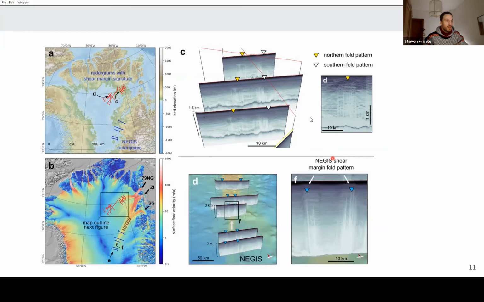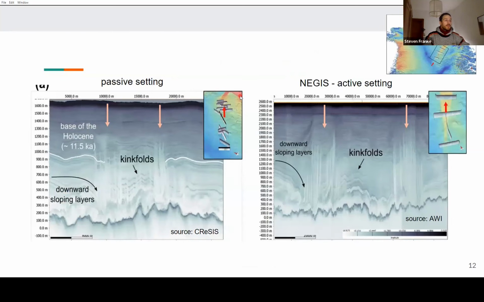And just for comparison again, on the bottom, we see the radar signature of NEGIS, and in the upper part, the one in the northern region. This is a comparison on a bit more detailed scale. So on the left, we have again a radargram in what we like to call the passive setting, so the no NEGIS-style present-day ice stream setting. And on the right, we have again a radargram cross-cutting through NEGIS.